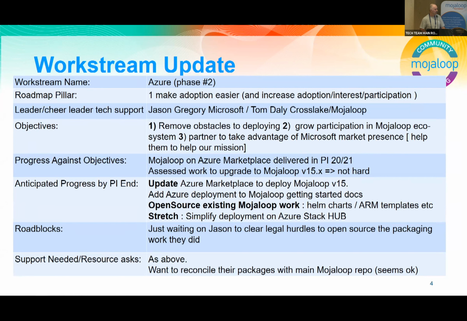Sorry, where was I? Anticipated progress: update to V15, which actually looks fairly straightforward, but we're going to hear more about V15 from Sam this afternoon. So in one way, we're getting ahead of ourselves a little bit. Roadblocks: just waiting for that open source to drop. The intent is obviously very clear. There's just a little bit of work to do to reconcile their Helm packages and their configuration with what the core team has been working on for V15, but it's not a lot.